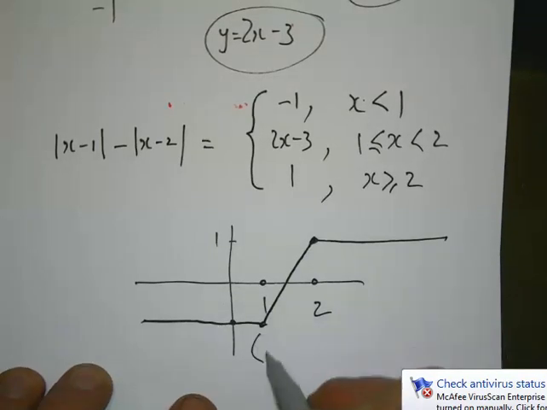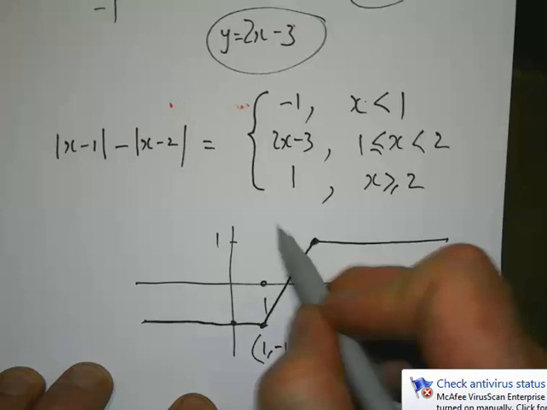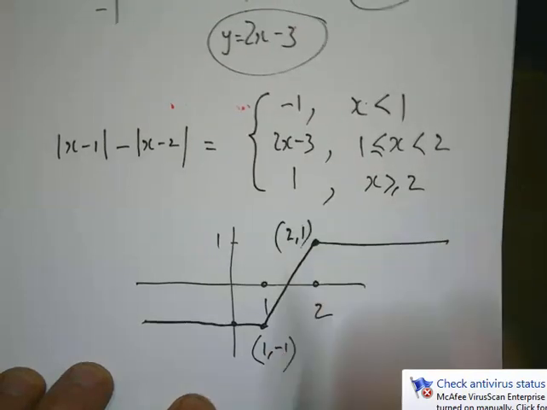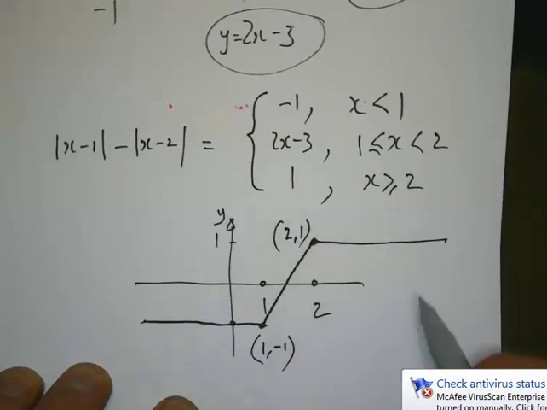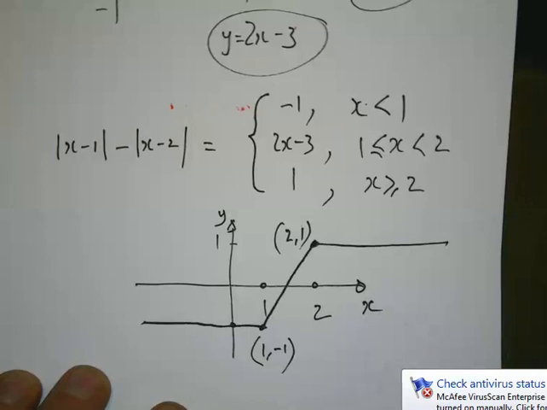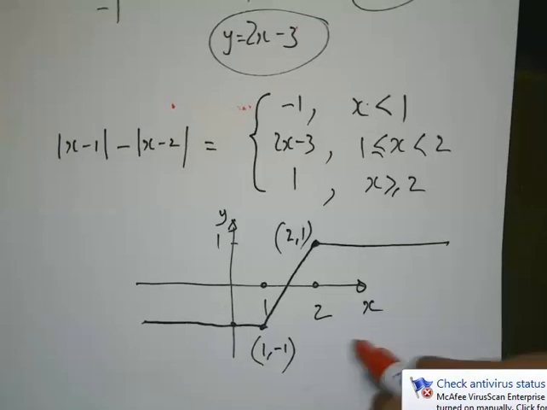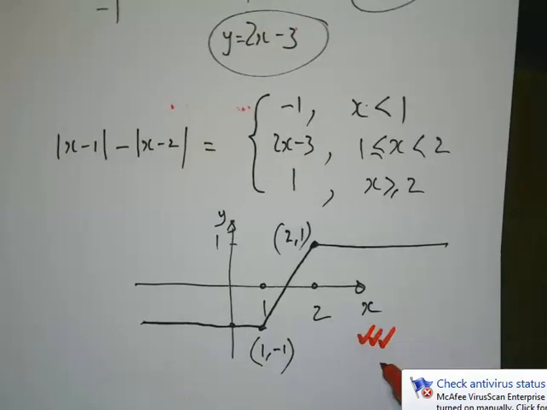That coordinate is 1 and negative 1. That coordinate is 2 and 1. That's the y. That's the x. 2 points are labelled. It's a continuous function, and that's the graph.